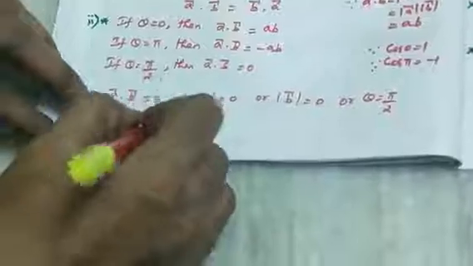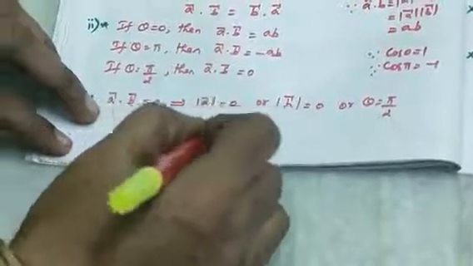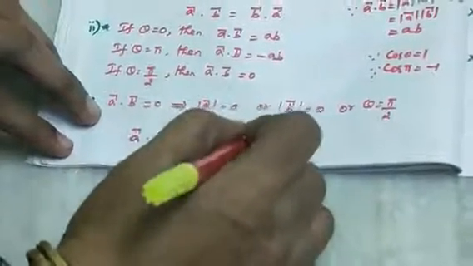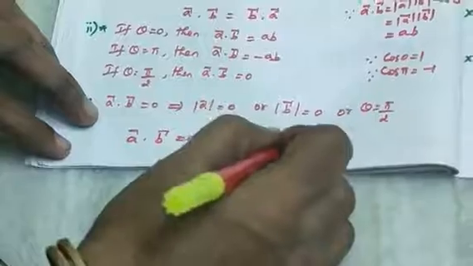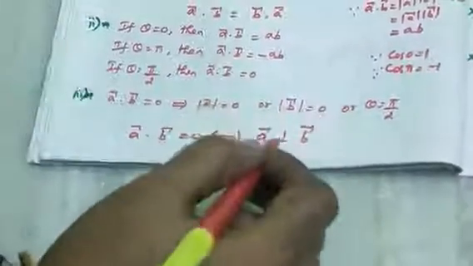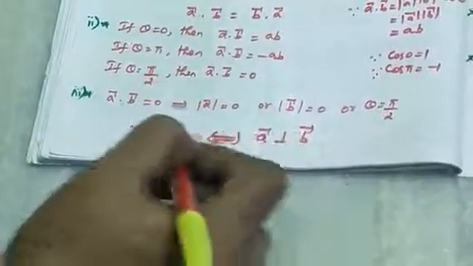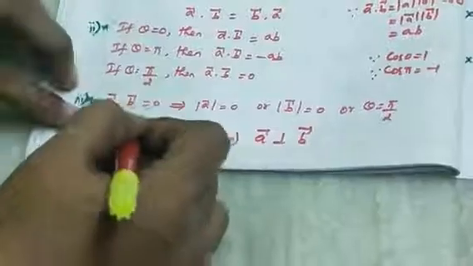We can write it simply: a vector dot b vector is equal to 0, which implies a vector is perpendicular to b vector. If a vector is perpendicular to b vector, then a vector dot b vector is equal to 0.